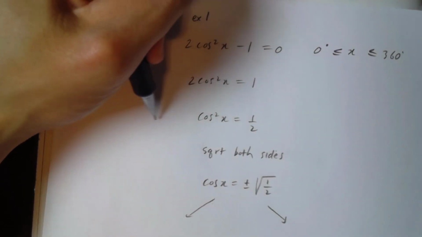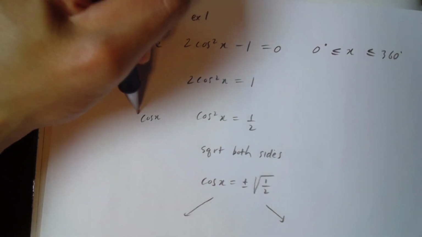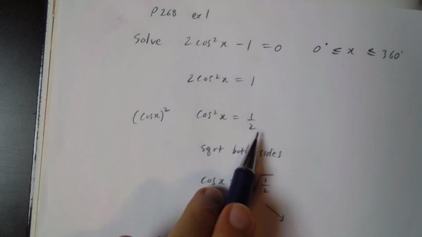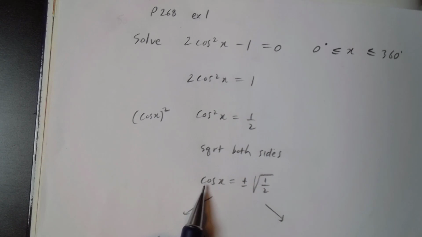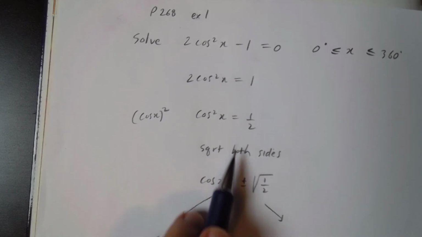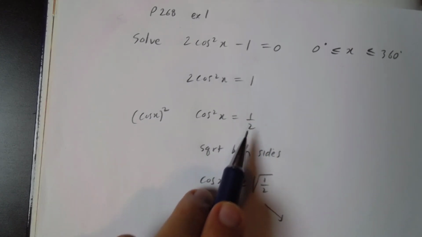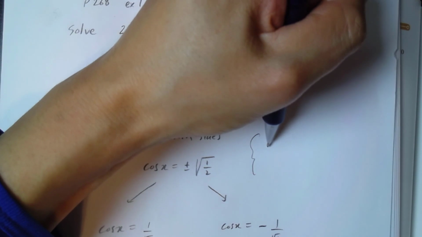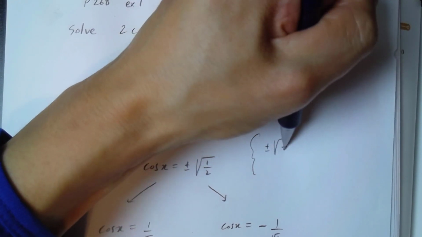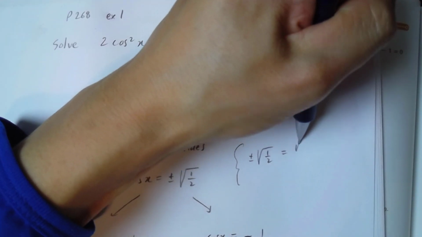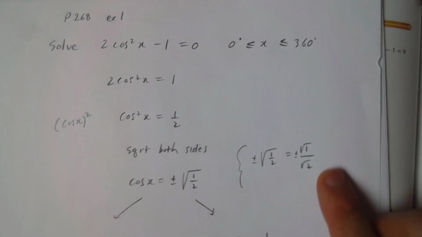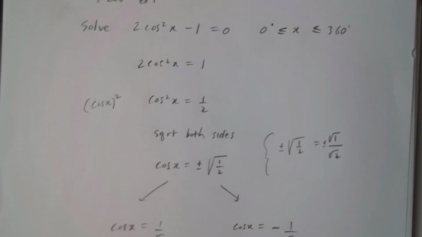Know that cosine squared x is the same thing as cosine x all squared. And we know that we can square root both sides, and so we get cosine x is equal to plus minus the square root of this entire fraction. Now recall that the square root of 1/2, if you're talking about plus minus the square root of 1/2, this is the same thing as the square root of 1 over the square root of 2. And of course the square root of 1 is just 1.